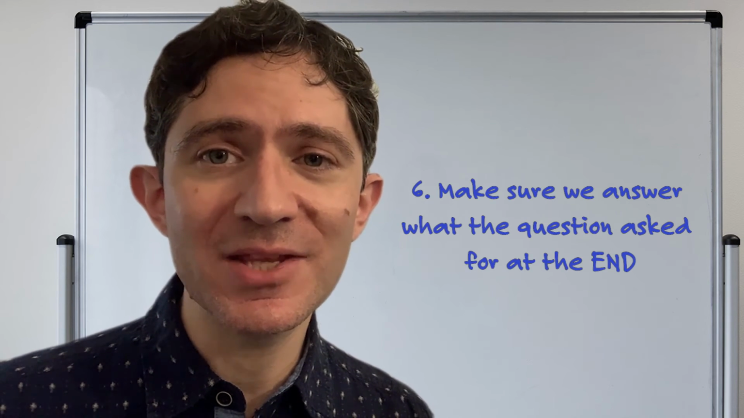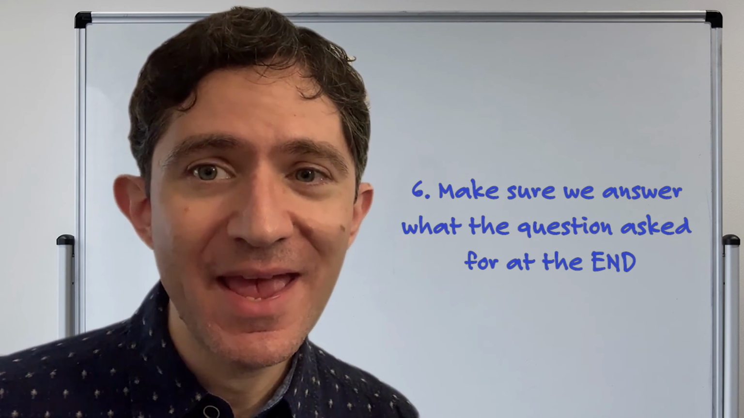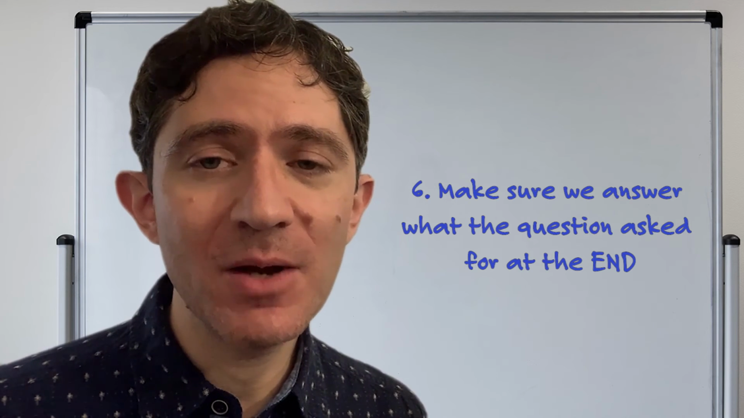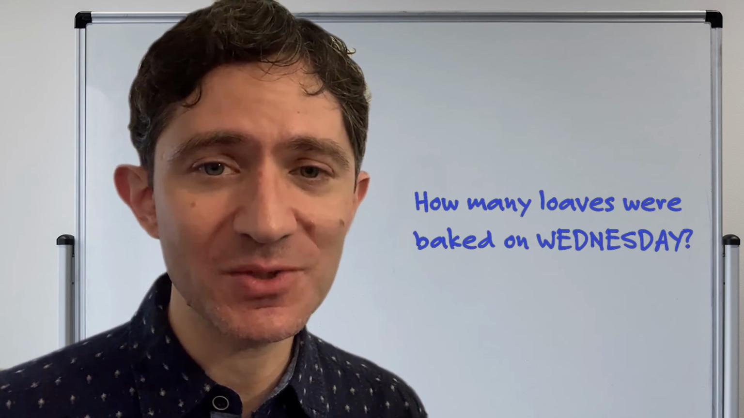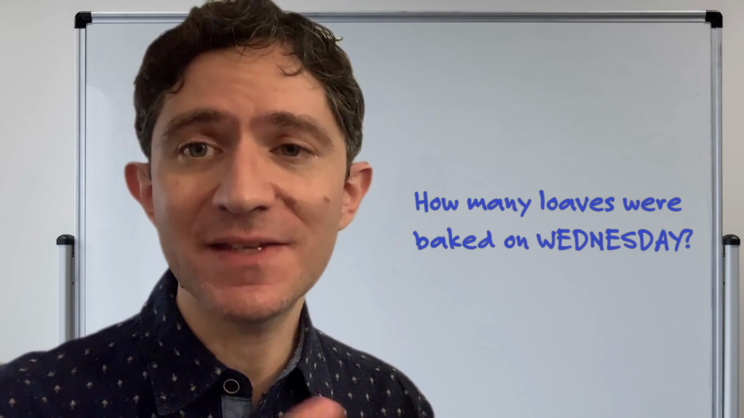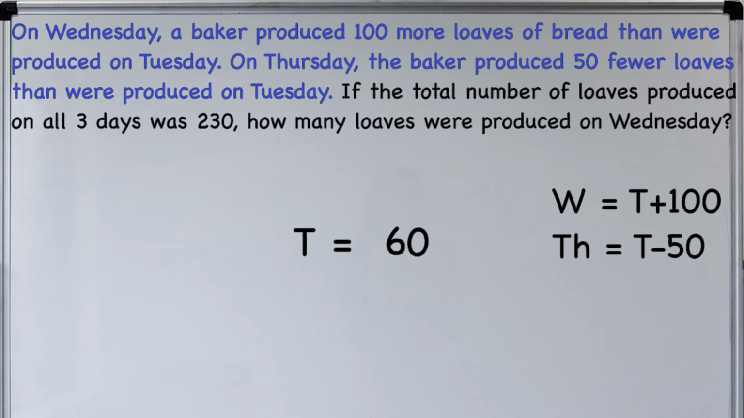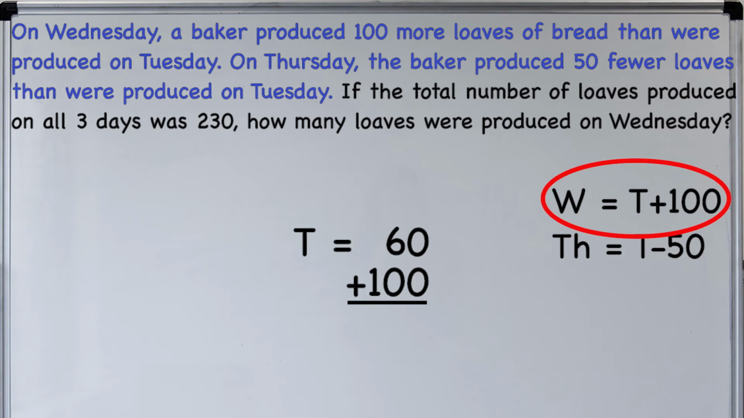Let's make sure we're answering what the question asked for. And was the question asking for how many loaves of bread were baked on Tuesday? No, it was asking us how many loaves were baked on Wednesday. So we have to take that T, that 60, which is the loaves of bread that were baked on Tuesday, and we have to add 100 to that. Because remember, on Wednesday, there were 100 more loaves of bread baked. That's our W equals T plus 100 on the side here. So the number of loaves that were baked on Wednesday is 160.